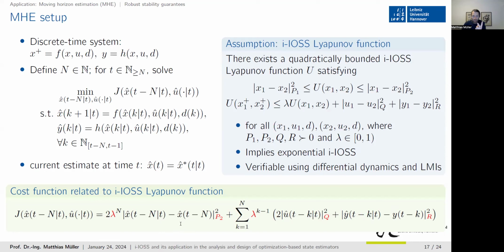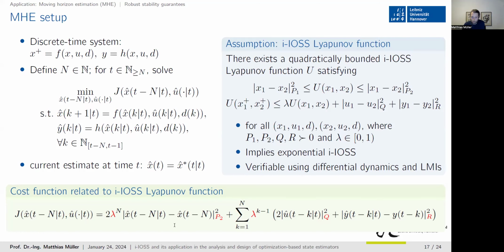Basically, this penalizes the difference between my initial condition for the optimal current estimated state sequence and what I estimated n steps before. So x hat of t minus n is the state estimate which I obtained n steps in the past, so at time t minus n. In this, I loosely speaking take into account the neglected measurements from time 0 to t minus n.